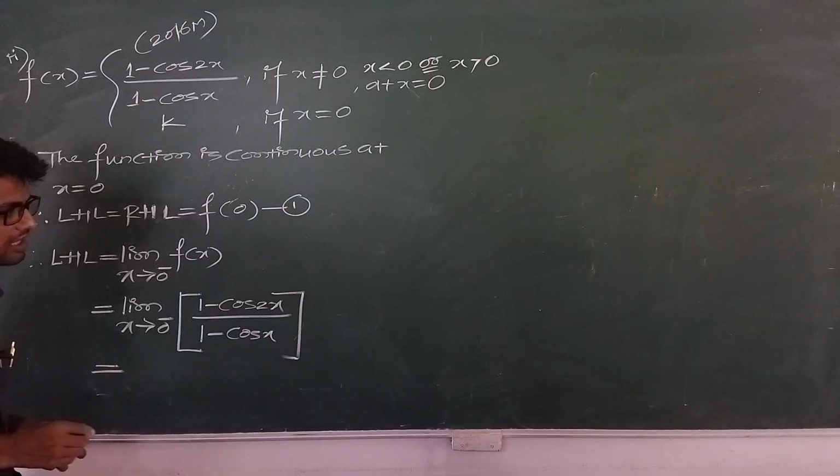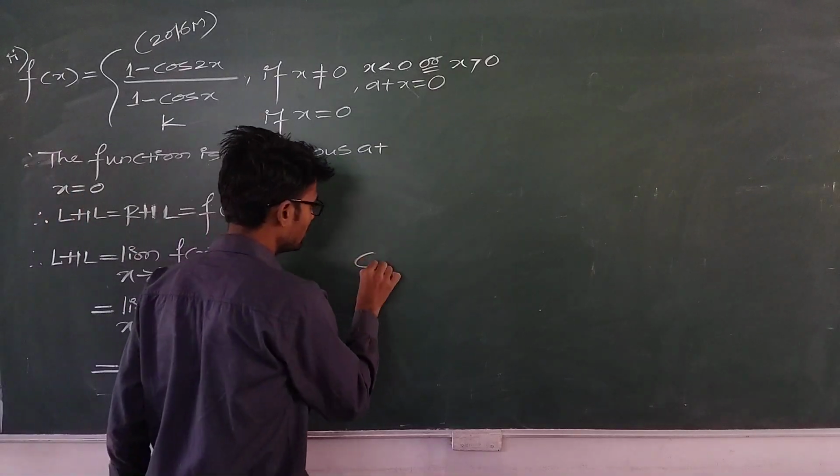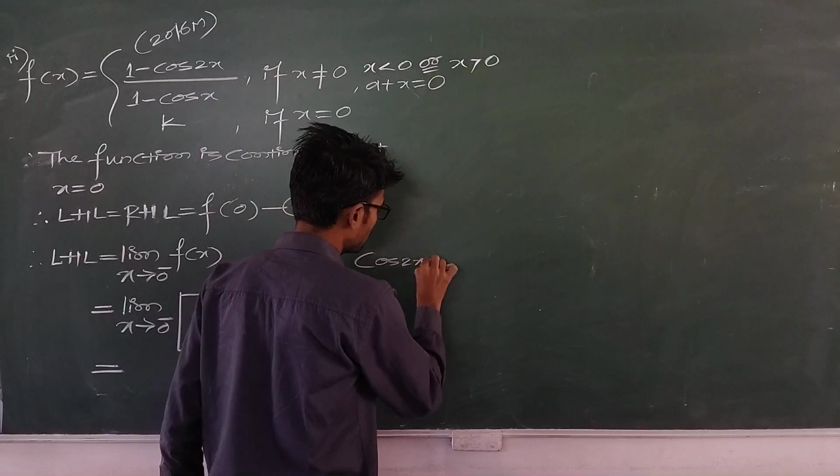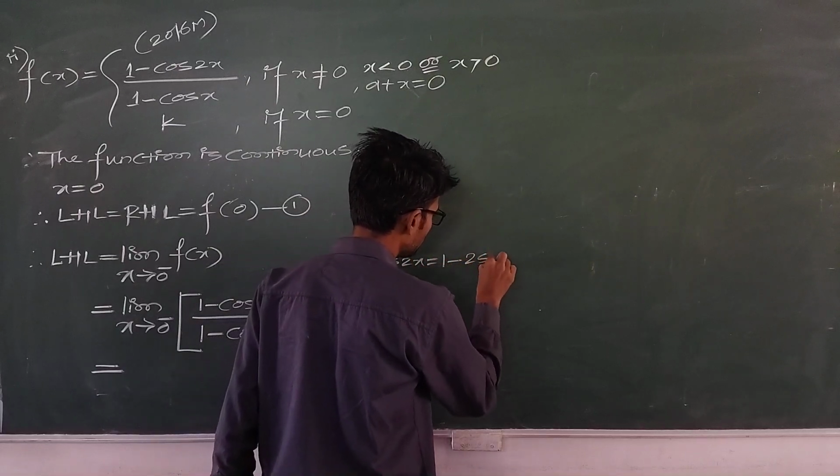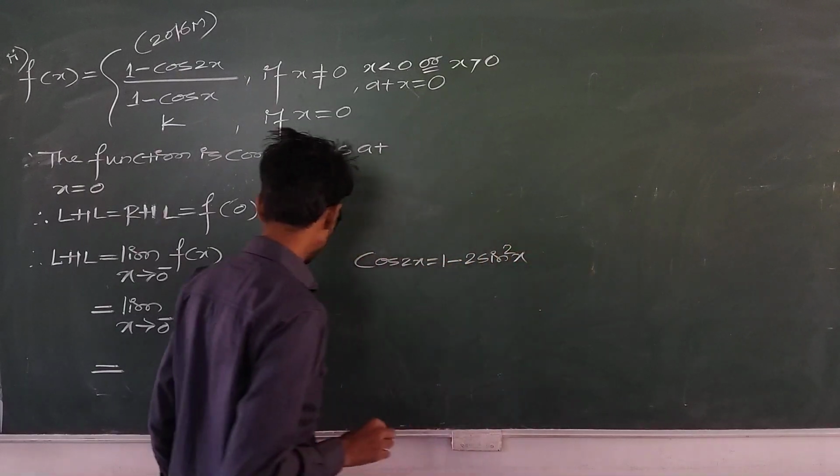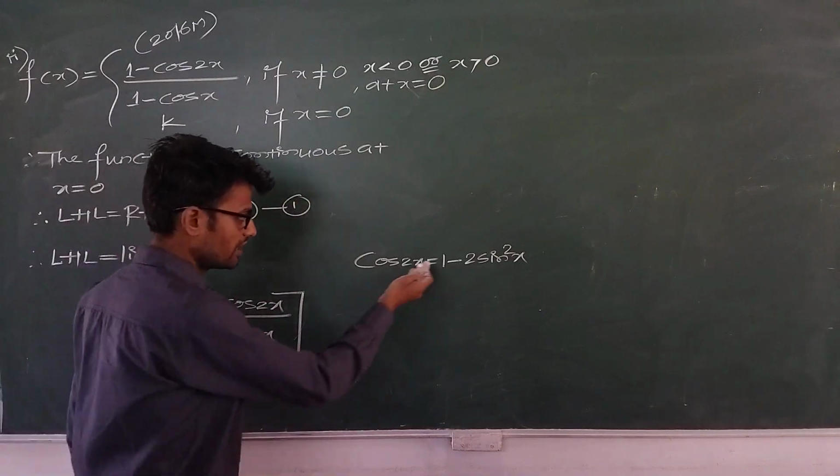So therefore, we have the formula, you know already, that cos 2x equal to 1 minus 2 sin square x. Right? So you take 1 to this side.